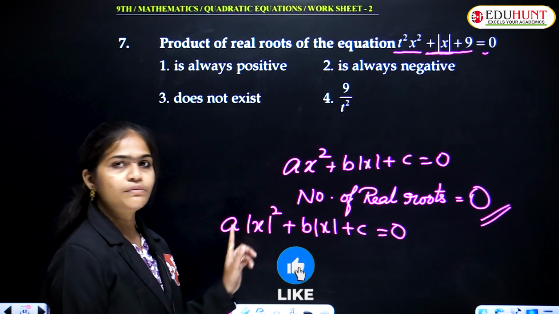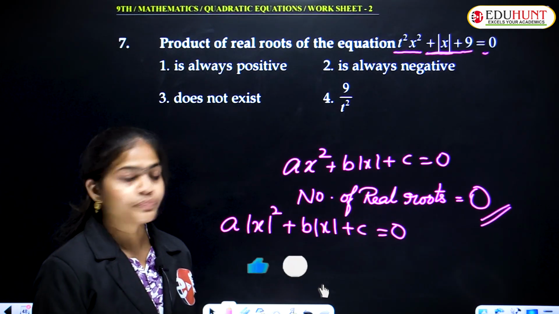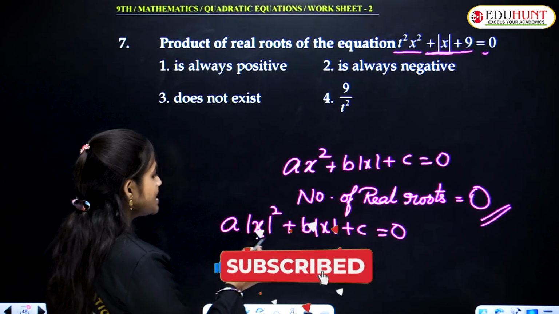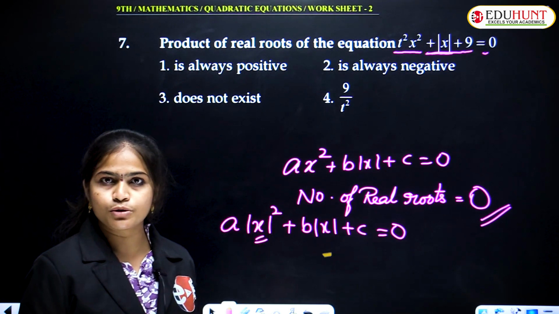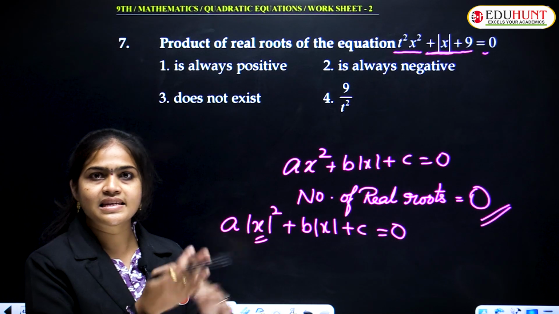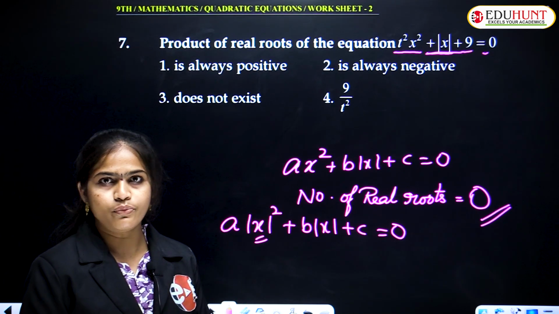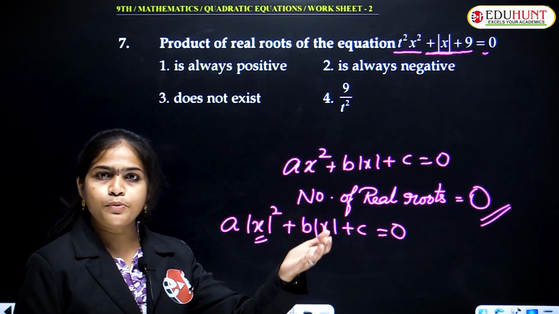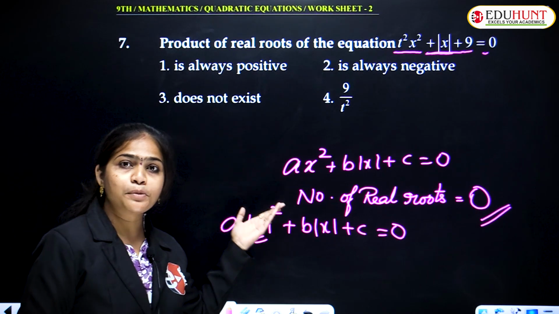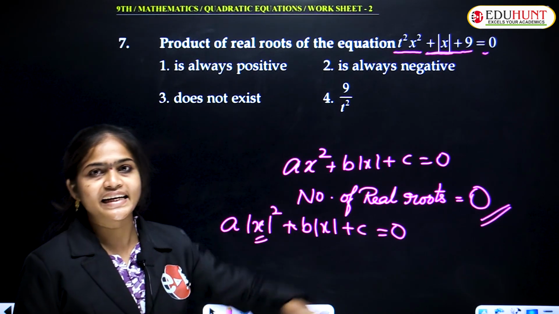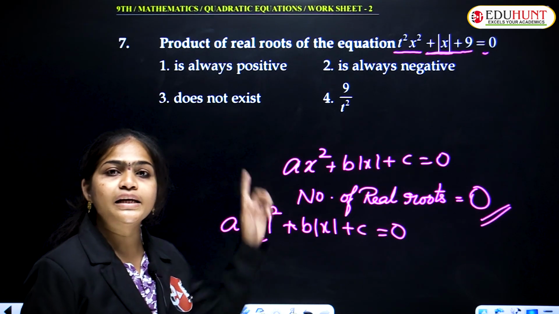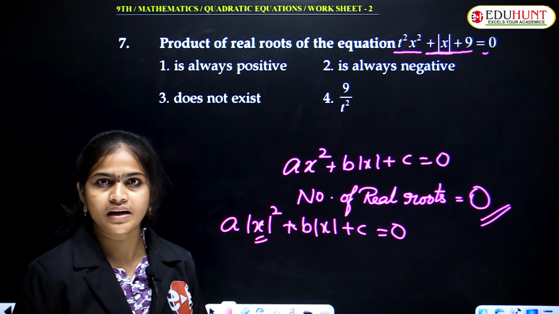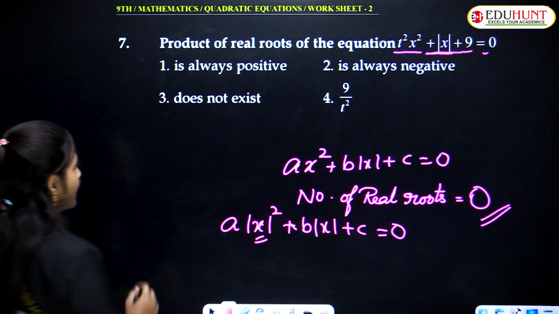Now the equation is in terms of mod x. To find real roots, mod x has three conditions: greater than 0, less than 0, equal to 0. Greater than 0 means positive, so if you apply positive values, you will get negative roots. If you take x less than 0, then you will get positive roots. Understand? So just check that.